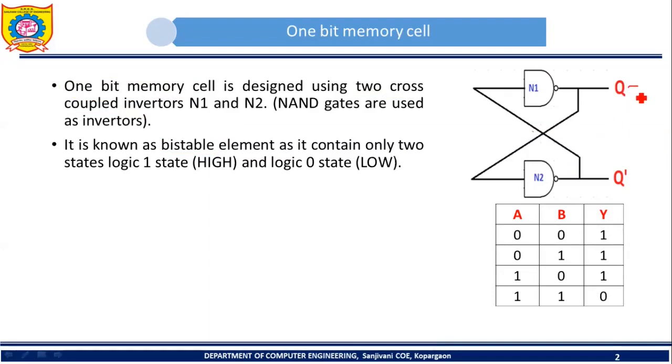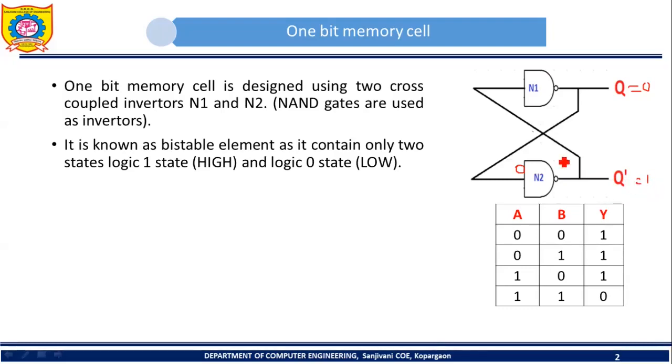Now let's assume that this Q is 0. So Q is 0 means the state of this particular circuit is 0, that is low state. Already I told you that this Q represents the state of this circuit. So this Q is given as input to N2, so input to N2 will be 0. N2 is acting as an inverter, so output of N2 will be 1. So this Q prime will be 1.